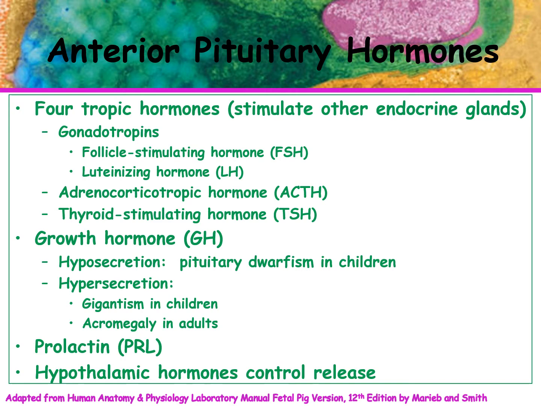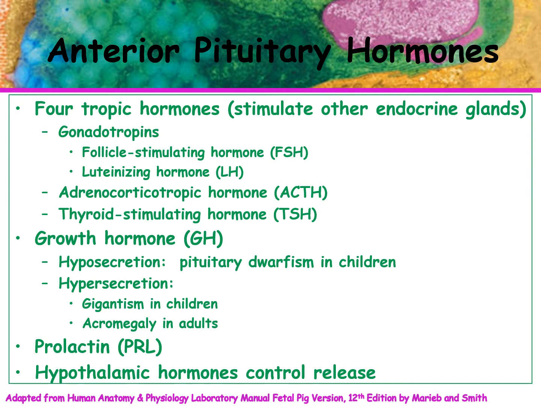The 4 tropic hormones are follicle stimulating hormone, FSH, luteinizing hormone, LH, adrenocorticotropic hormone, ACTH, and thyroid stimulating hormone. Of these tropic hormones, 2 are referred to as gonadotropins. That means that they directly stimulate the ovary and testes. The gonadotropins are follicle stimulating hormone and luteinizing hormone.